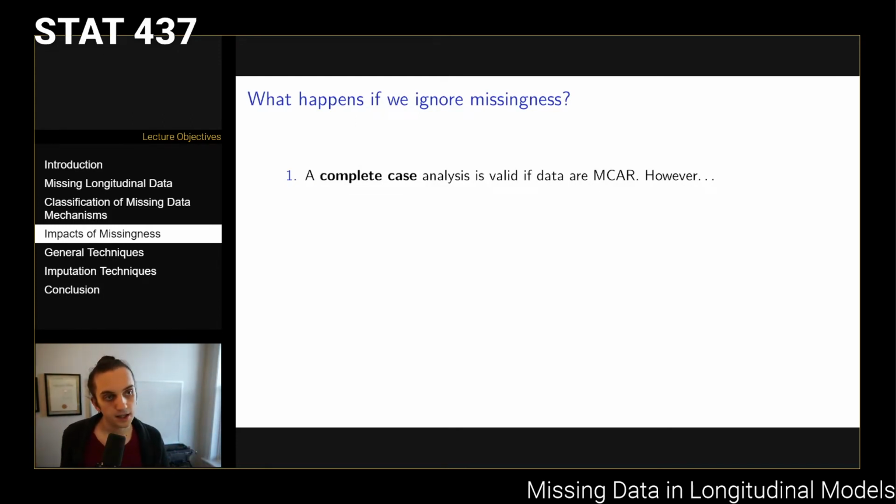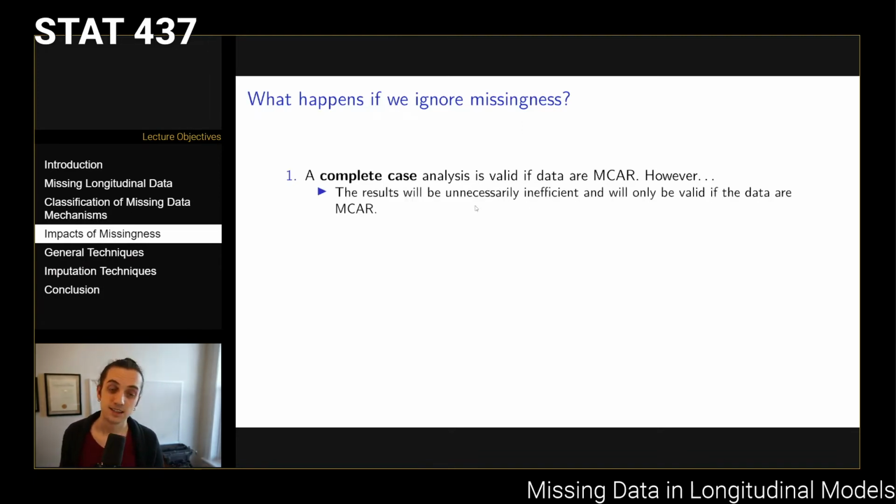Okay. Now it turns out that a complete case analysis is valid if the data are missing completely at random. So if your missingness is not at all informative about the outcomes, then you can just do a complete case analysis. However, you might not want to. The reason is that they're going to be unnecessarily inefficient, and it's only valid when the data are missing completely at random. So what do we mean by this?